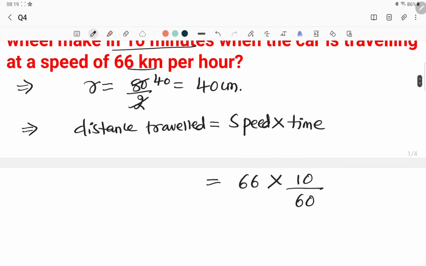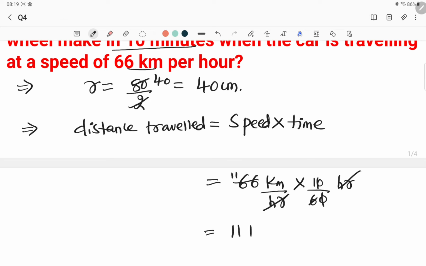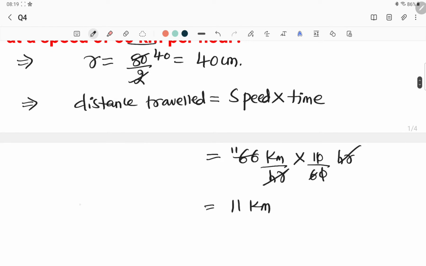All right. See, try to understand. This speed is there in kilometer per hour, right? So I cannot multiply by 10 minutes here, that becomes wrong. This has to be converted into hours. 10 minutes means 10 divided by 60 hours. So here the tens get cancelled, here 0 and 0 get cancelled. 6 ones are 6, 6 elevens are 66. So the answer is going to be 11 kilometers. So the distance traveled by the car is 11 kilometer.